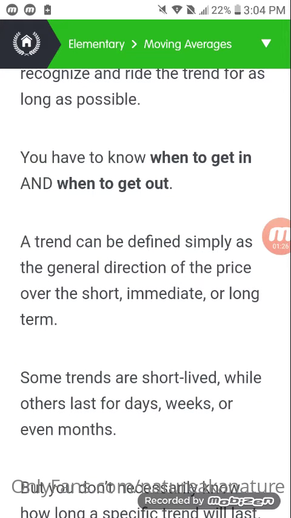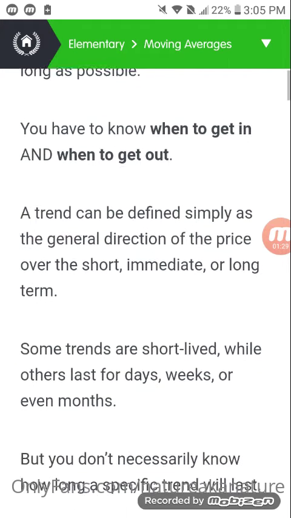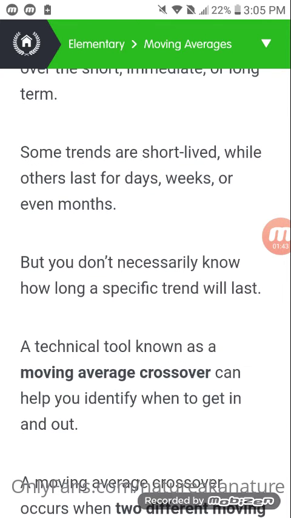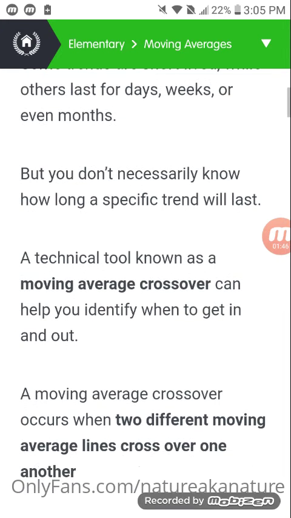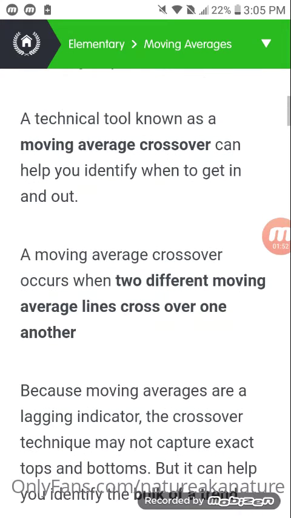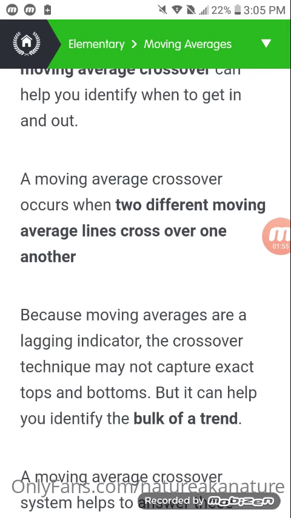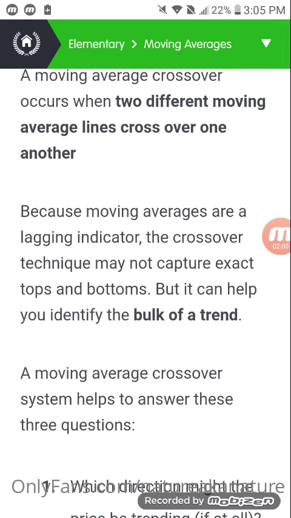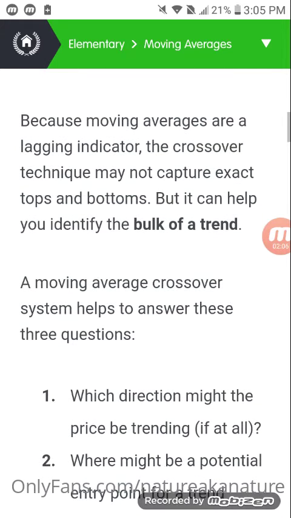A trend can be defined simply as the general direction of price over a short, medium or long term period. Some trends are short-lived, while some trends last for days, weeks, or even months. But you don't necessarily know how long a specific trend will last. A technical tool known as a moving average crossover can help you identify when to get in and when to get out. A moving average crossover occurs when two different moving average lines cross over one another. Because moving averages are lagging indicators, the crossover technique may not capture exact tops and bottoms, but can help you identify the bulk of the trend.